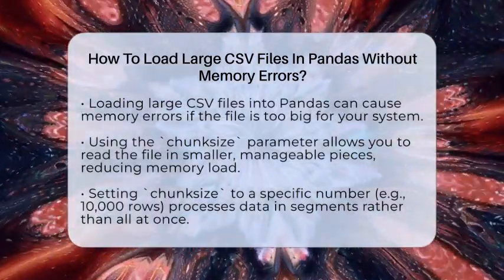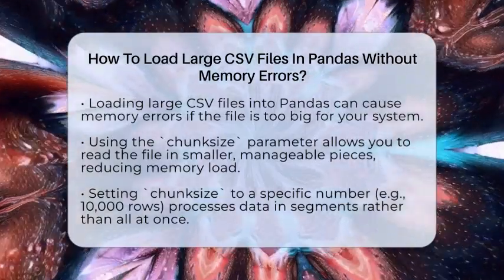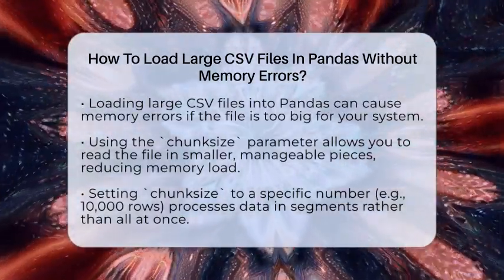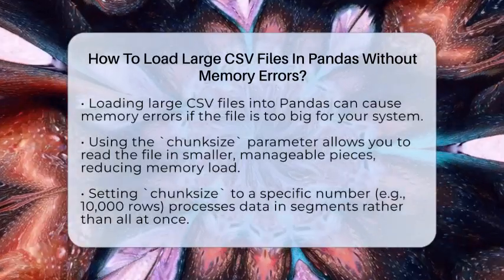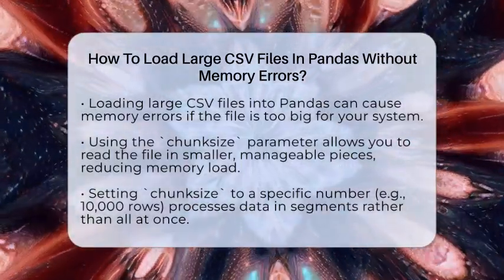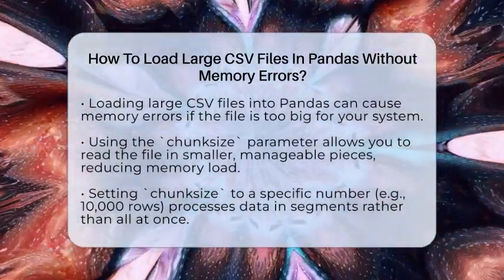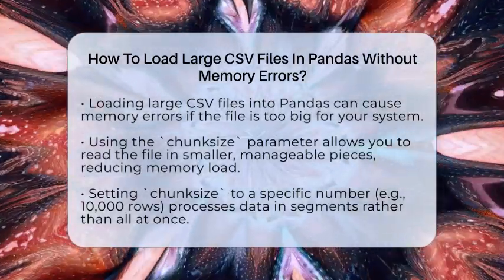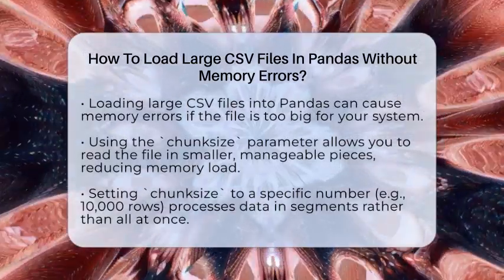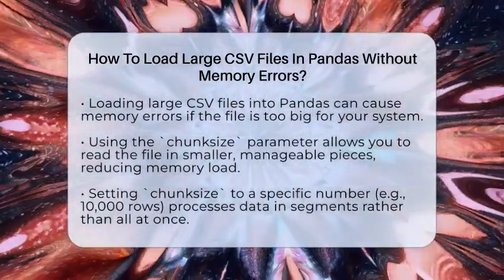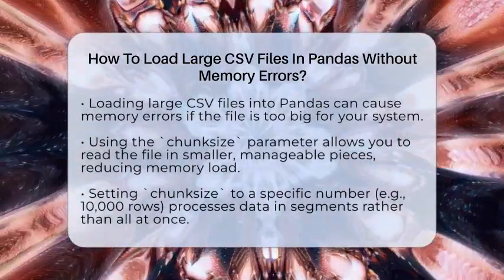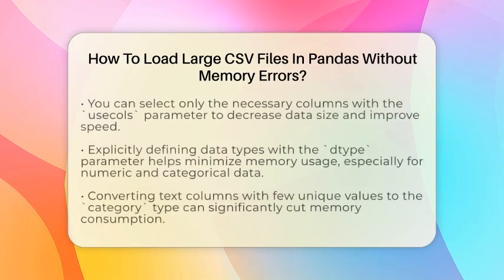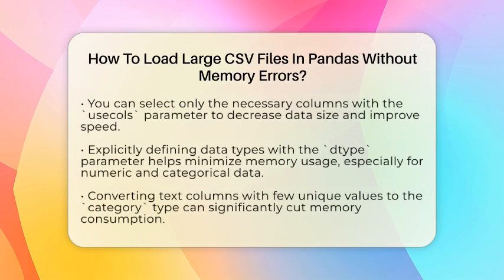One of the best tricks is to read the CSV file in smaller pieces called chunks. Pandas has a parameter called chunksize in its read_csv function that lets you load a set number of rows at a time. For example, setting chunksize to 10,000 means you load only 10,000 rows each time. You can then process each chunk separately, like filtering or aggregating data, and avoid using too much memory all at once. This method is perfect for working with very large files that can be hundreds of millions of rows long.